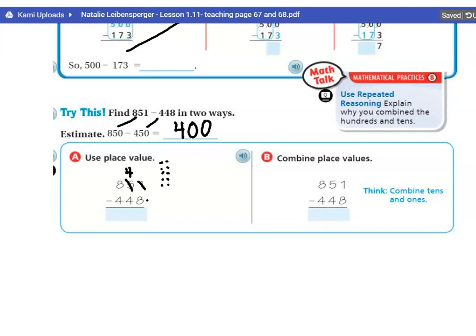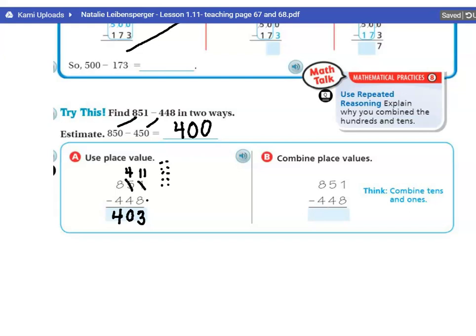over to the ones place. I already have a 1 there, so I'm going to turn that into an 11. I add 1 and then those 10 little guys over there. And I subtract 11 minus 8 equals 3. 4 minus 4 equals 0. And then I can take 4 away from 8 to get 4. So my answer is 403.